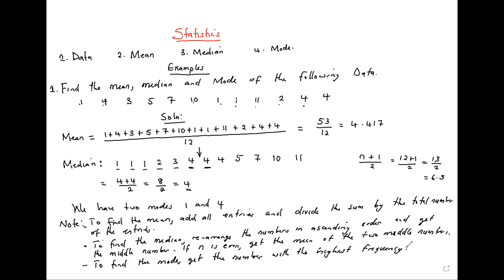So sir, we only add the two numbers in between when n is even. Yes. If the numbers were 4 and 3, you add 4 plus 3 and divide by 2. So you get 7/2 as your median.